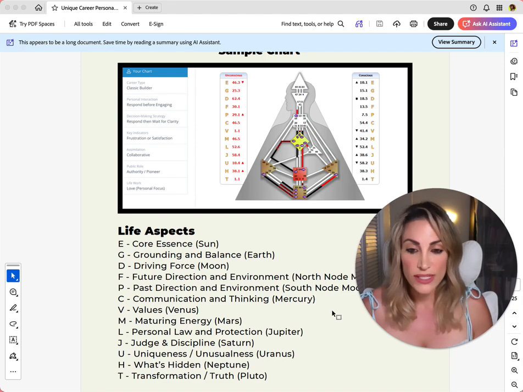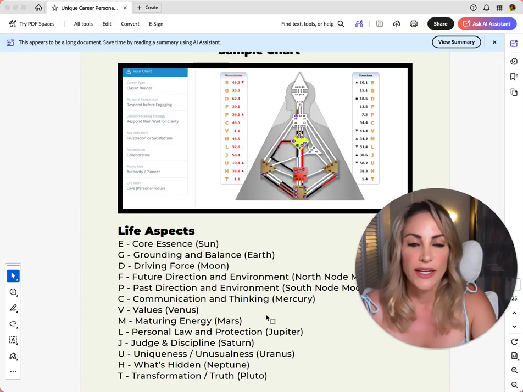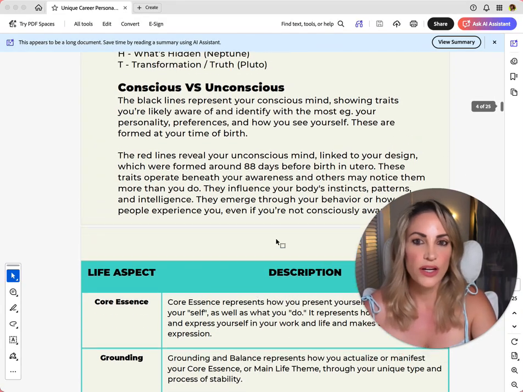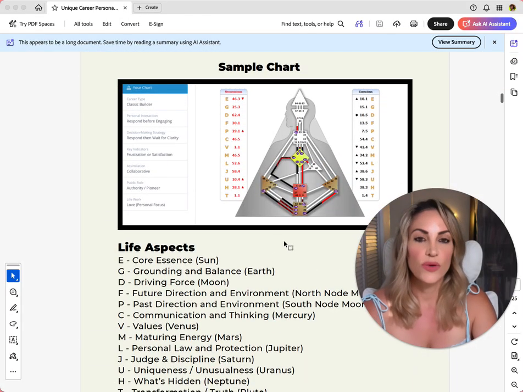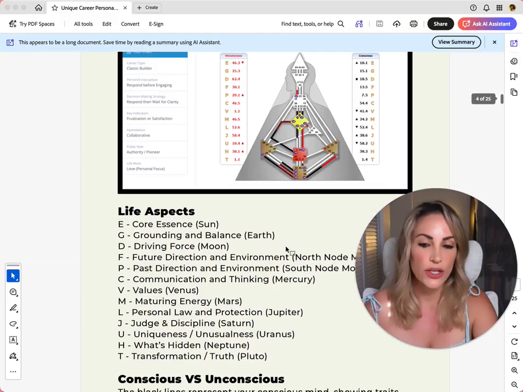Your values is V, maturing energy, personal law and protection, judgment, judge and discipline, uniqueness, what makes you unique and unusual, what's hidden from you, and what's going to create some transformation. And the conscious and unconscious: the black lines represent your conscious mind. The red lines represent your unconscious mind, which is more what is happening in your body.